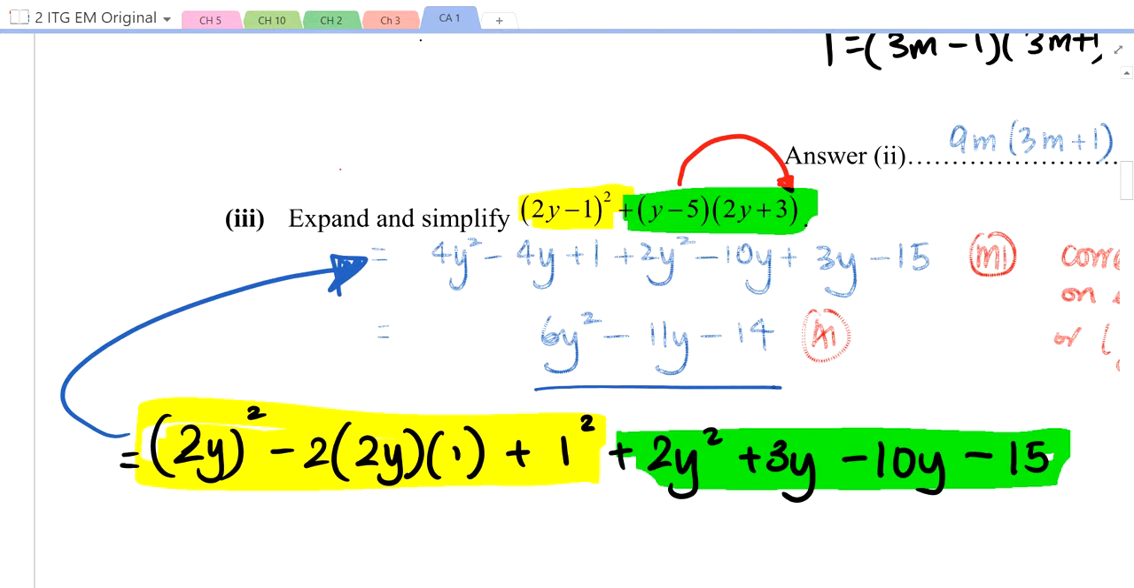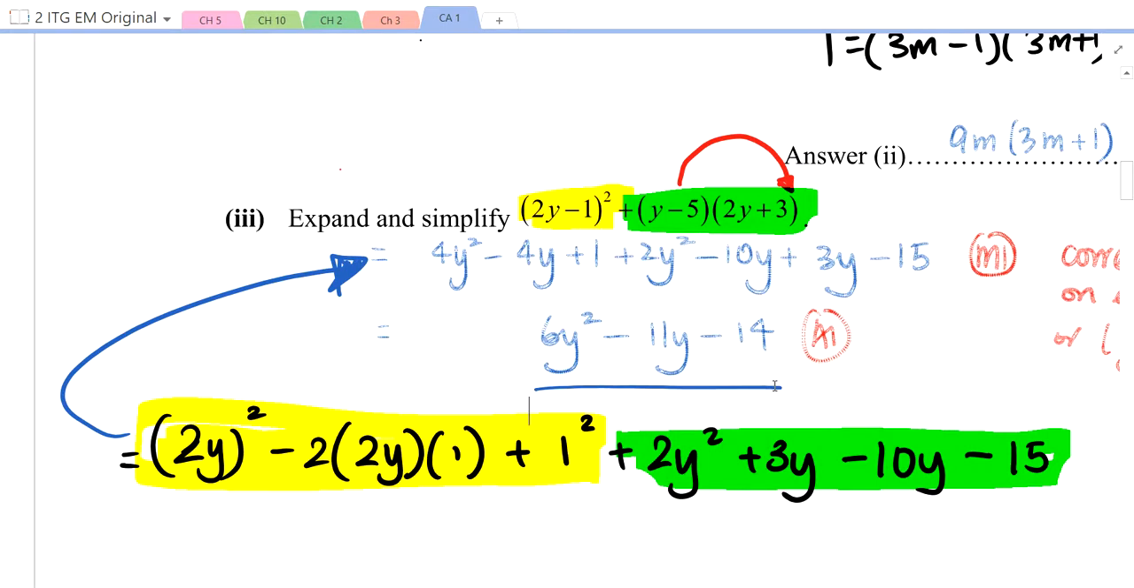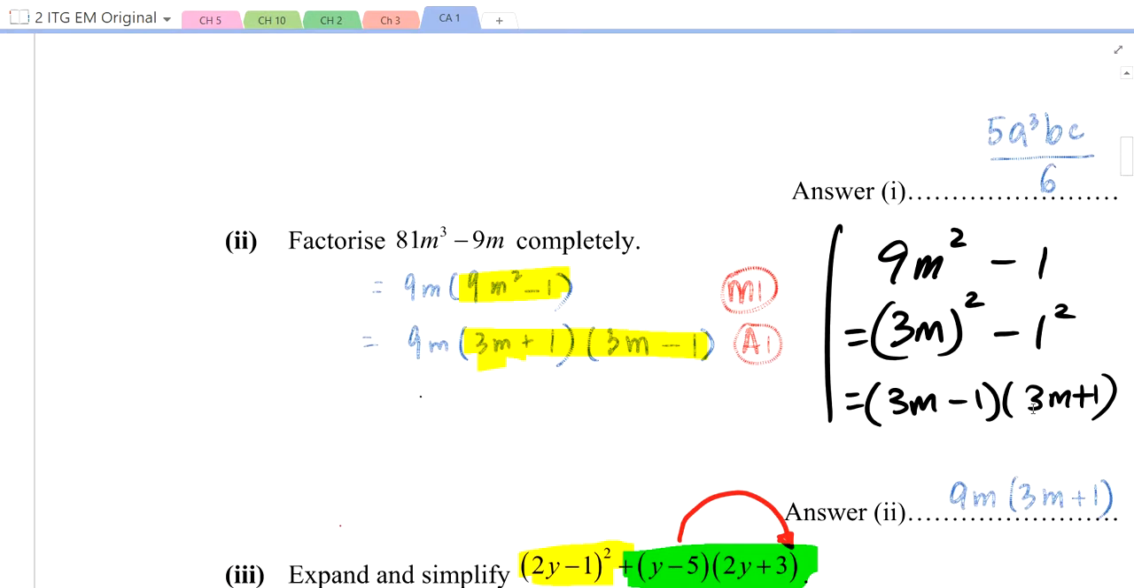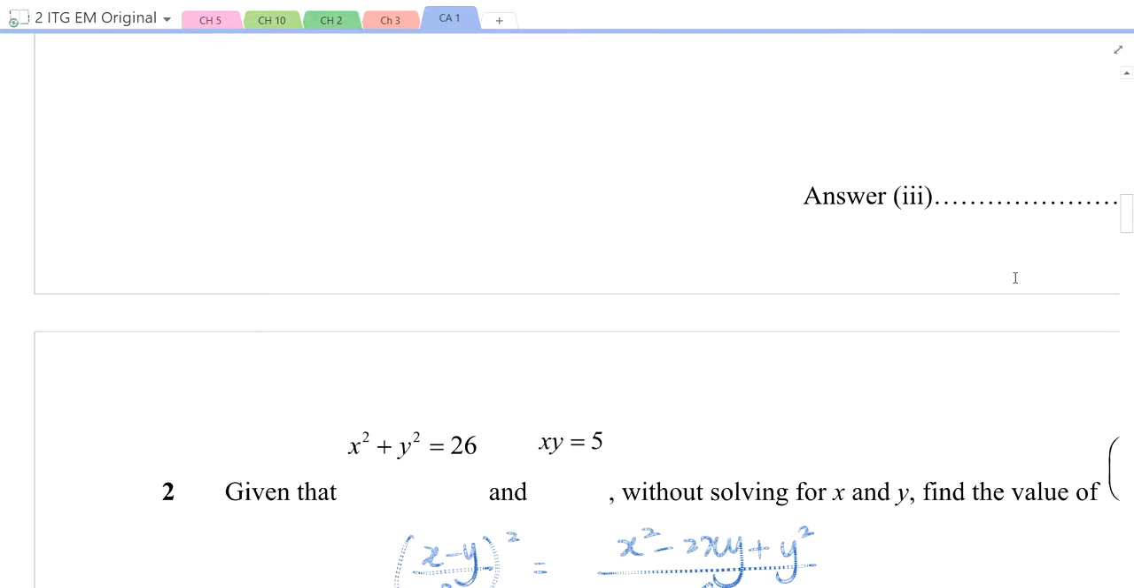Tell me, is this page difficult? Which part difficult? 1, 2 or 3? 2, 3. Why is this difficult after I've broken it down for you? Now you look at it, is it difficult? No, right? Question 2. What about question 2? This is also not difficult. I've got a squared minus b squared, where a equals 3m, b equals 1. Okay? Next page.